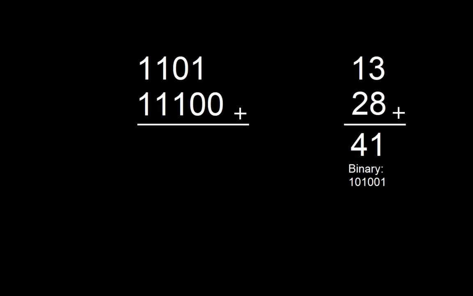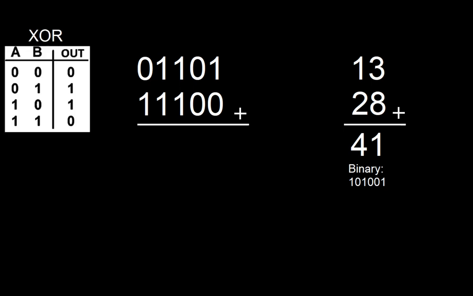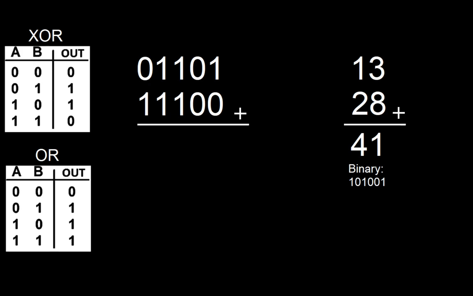In this example, we'll be adding 13 and 28, which should give 41, or the binary number 101001. We start off by writing one binary number below the other. We then shift all the numbers to the right, and we fill in a 0 for any empty spaces. We then make use of an XOR gate, which outputs a 1 if and only if one of the inputs is 1. This is different from a regular OR gate, which also outputs a 1 when both inputs are equal to 1.